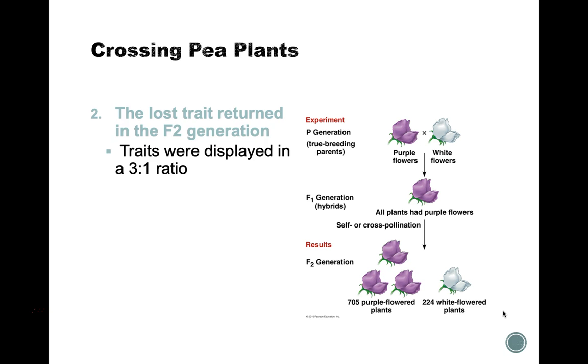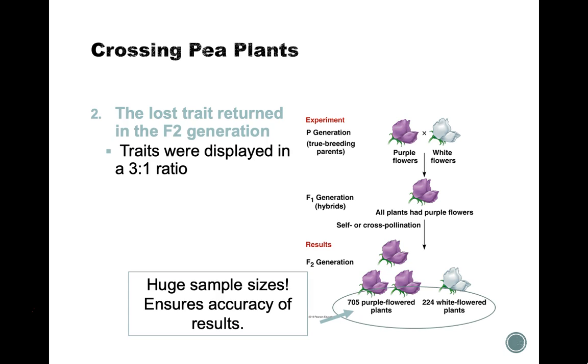Now the second important thing that happened is that that characteristic that was lost actually reappeared. And so it turns out that it really wasn't lost. It was simply masked by the other trait. And it also suggested that this individual, even though you can't see it, actually had the allele for the white flowers, that the purple was covering it up. And then in the F2 generation, some individuals were able to reacquire that white flower allele.